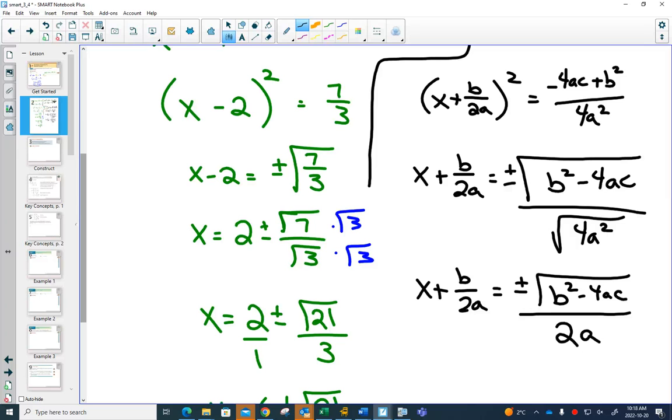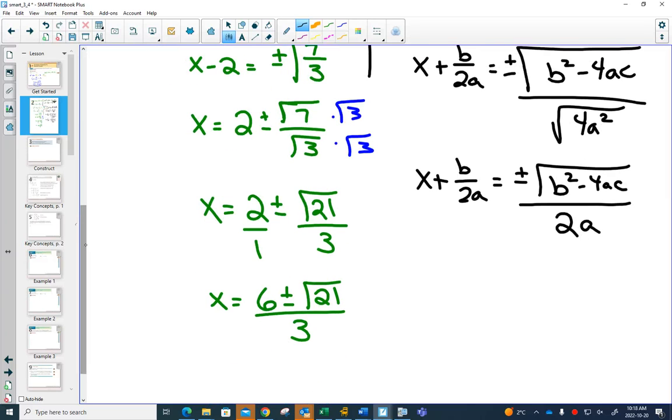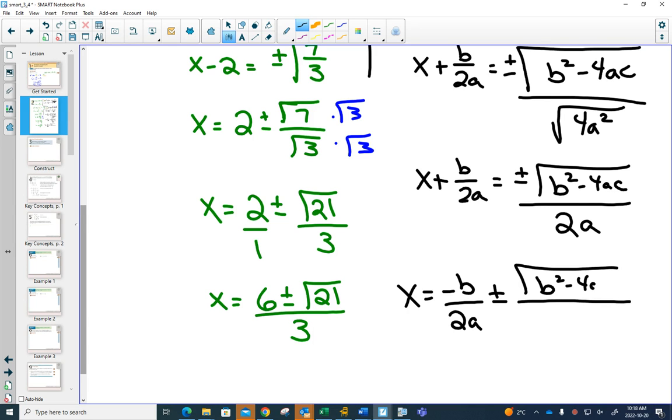Finally, if I want to get x by itself, I would have to subtract this onto the other side. So I'd have negative b over 2a plus or minus the square root of b squared minus 4ac over 2a. I have a common denominator for adding my fractions.